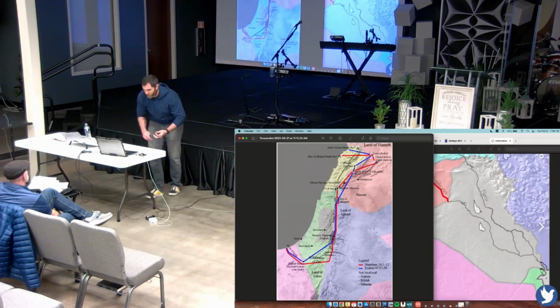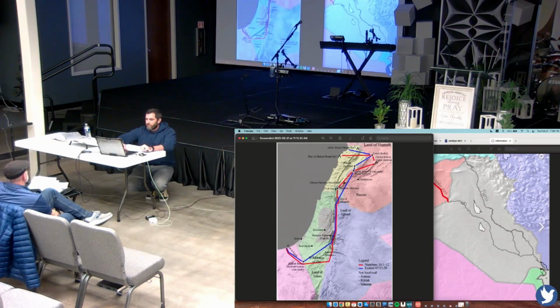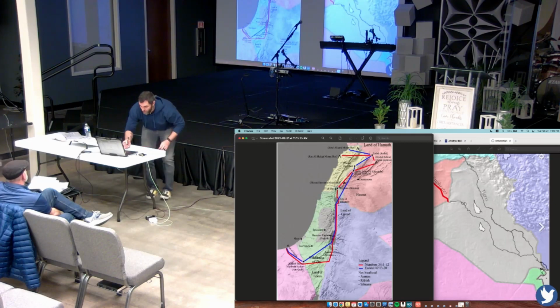In a few chapters, in chapter 34, it's going to talk about the boundaries of the land, and I'm kind of jumping ahead. But if we look at the legend on the bottom right of this map, it says Numbers 34, 1 through 12. The red line is showing us, to our best approximation, because not every place is exactly known, where the boundary in Numbers 34 is talking about. It is much smaller than in Genesis 15, but it is also much bigger than what Israel will actually possess by the end of Joshua.